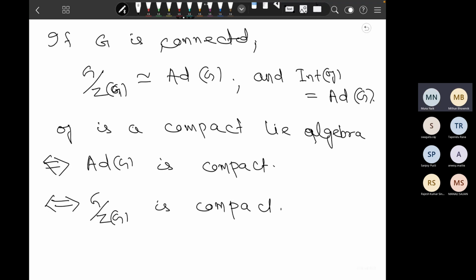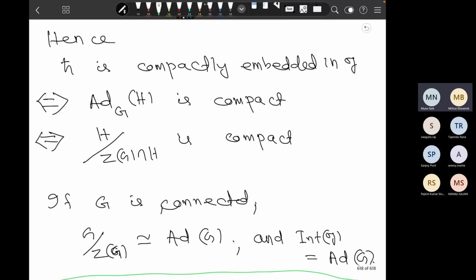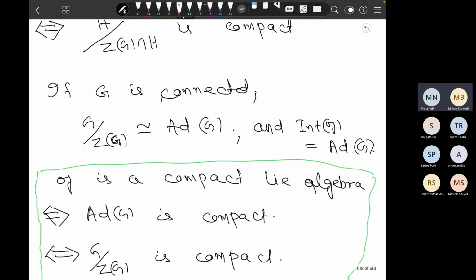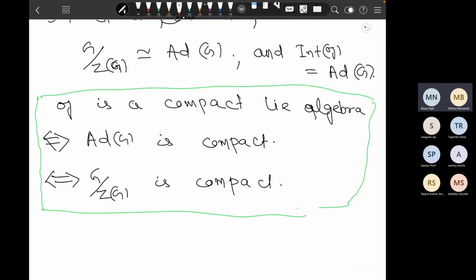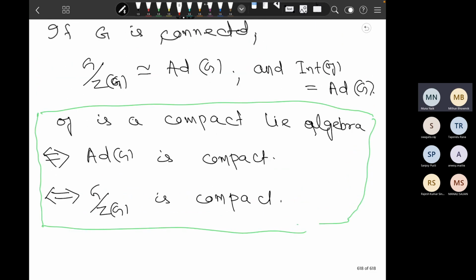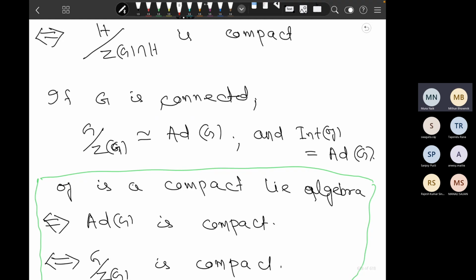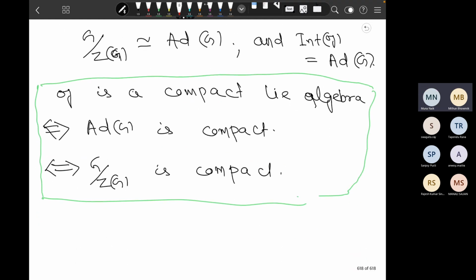Okay, so if you think about this characterization of compact Lie algebra, or whether H is compactly embedded in G, you may feel that G being a compact Lie algebra depends upon the group G, but that is not the case, because whether G is a compact Lie algebra or not depends upon whether Int G is compact or not, and Int G is completely defined in terms of the Lie algebra. Okay, so it doesn't really depend upon the ambient group G.